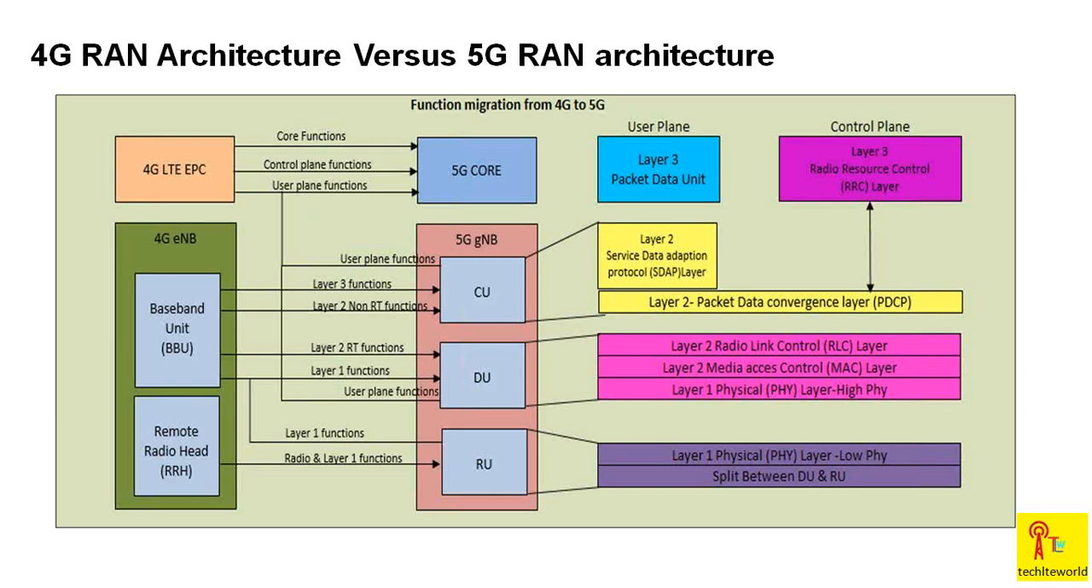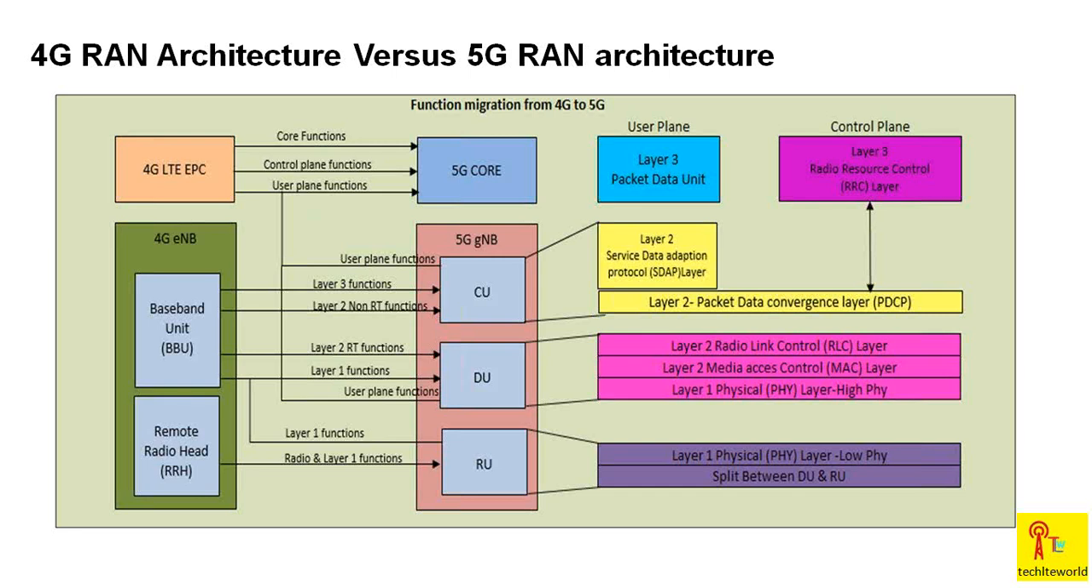If you see with respect to 4G, earlier we used to have 4G LTE EPC connected to my E-Node B, and the 4G E-Node B has the full architecture: BBU, RRH and then antenna. So now there will be 5G core, and then the 5G E-Node B is having CU, DU and RU.